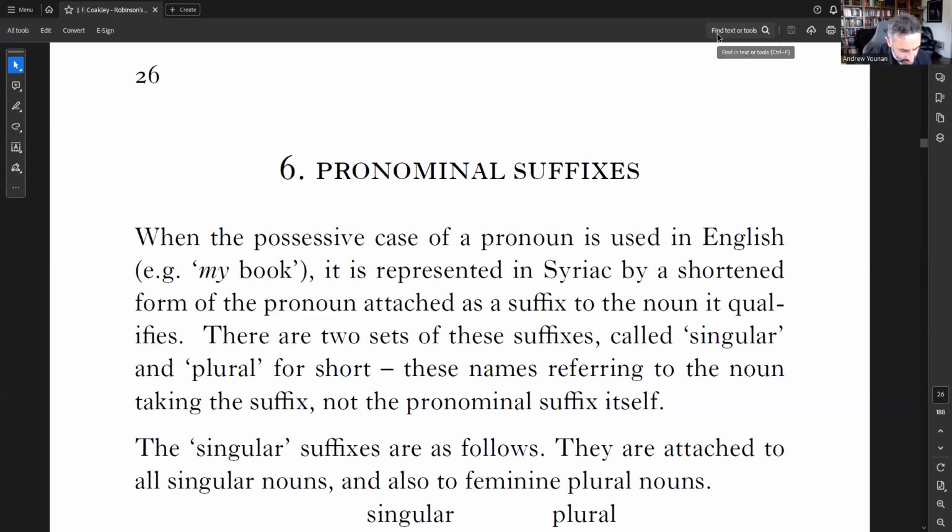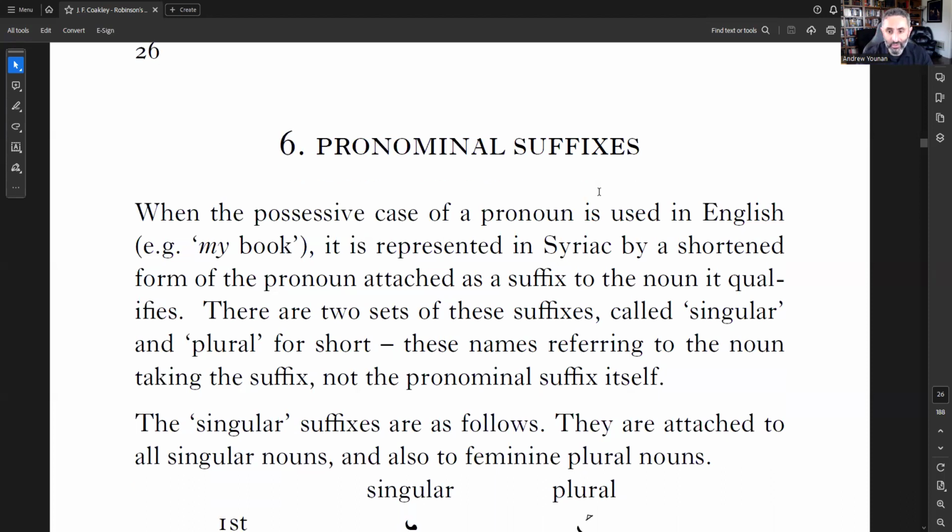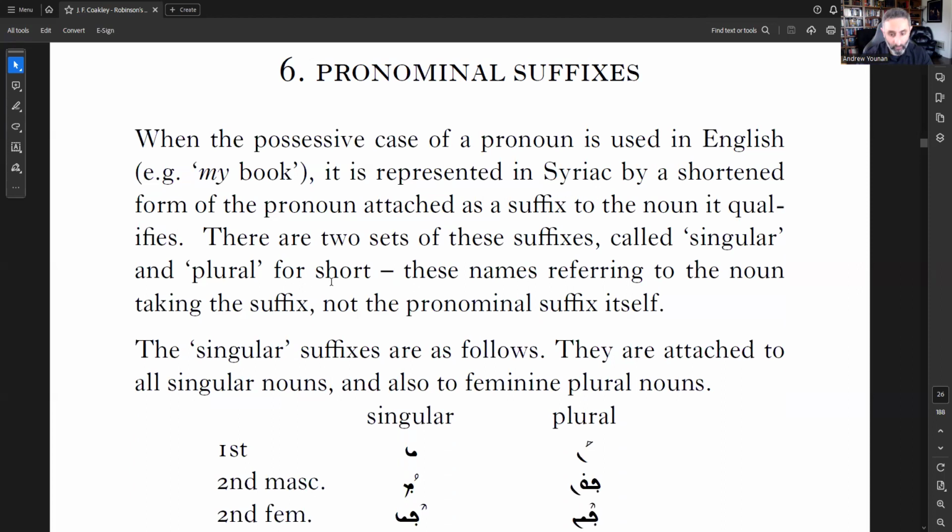Okay, I'm going to call this lesson 10. We're going again through Robinson, and we're continuing with his chapter 6, pronominal suffixes. Again, we've already gone through these, and if you memorized them before, you'll thank yourself now. If you didn't, now's your chance.